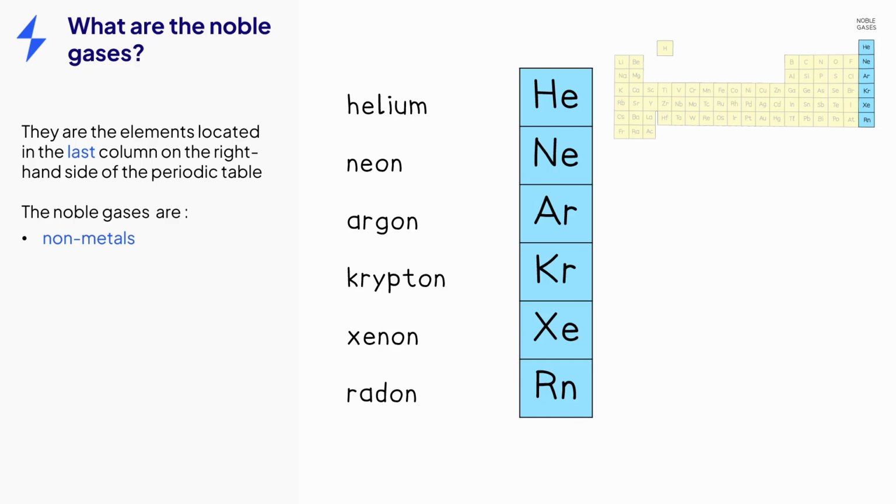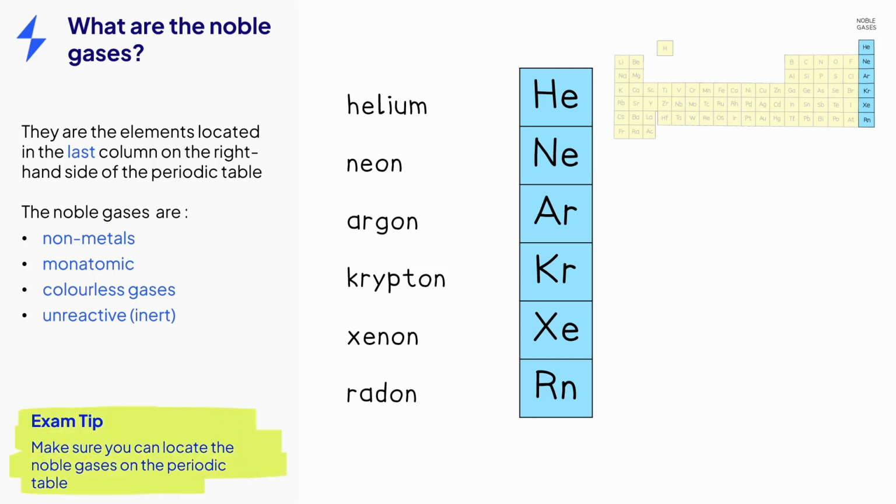They are all non-metallic elements which exist as single atoms, so we say that they are monatomic. They are colourless gases, so they have low melting points and boiling points. The most important property of noble gases that you need to know is that they are unreactive and do not form molecules easily, so they are chemically inert. It is important that you know in which group of the periodic table the noble gases can be found.